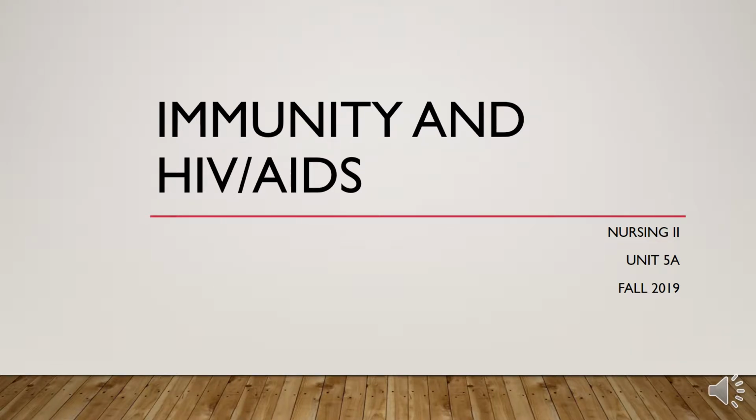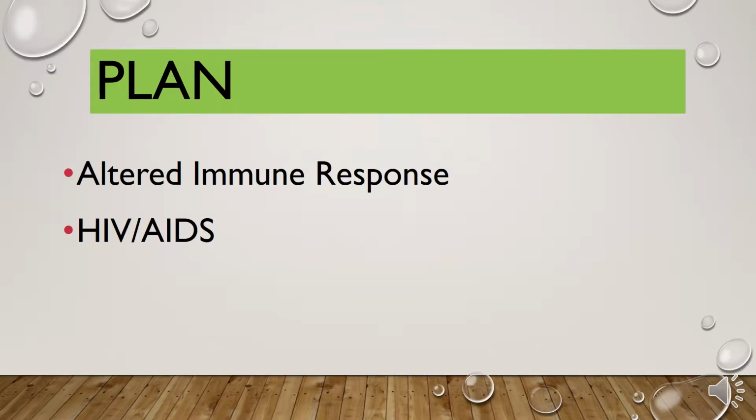Okay, so we're going to be talking about immunity and HIV/AIDS. This is going to be the last part of your Unit 5A that you'll need for our next exam. So our plan is we're going to talk about two things: altered immune response, as well as HIV and AIDS.